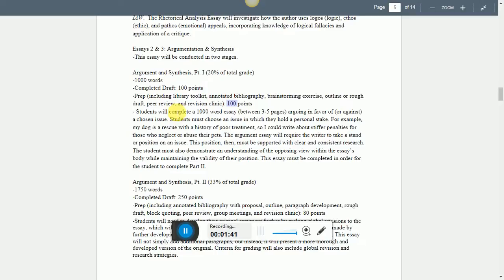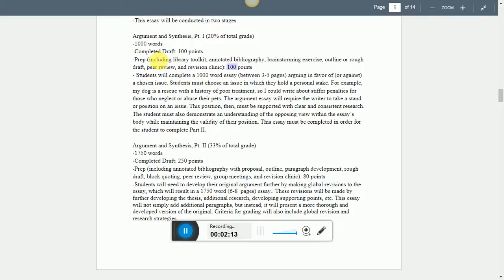Essay 2 is where you will start having to use the library. We will have an assignment, I think it's about week 6, that will guide you through using the library's online resources. If you haven't been to the library on campus, I encourage you to go. It's great. The librarians are very, very helpful, and they would love to help you with any research you have to do.